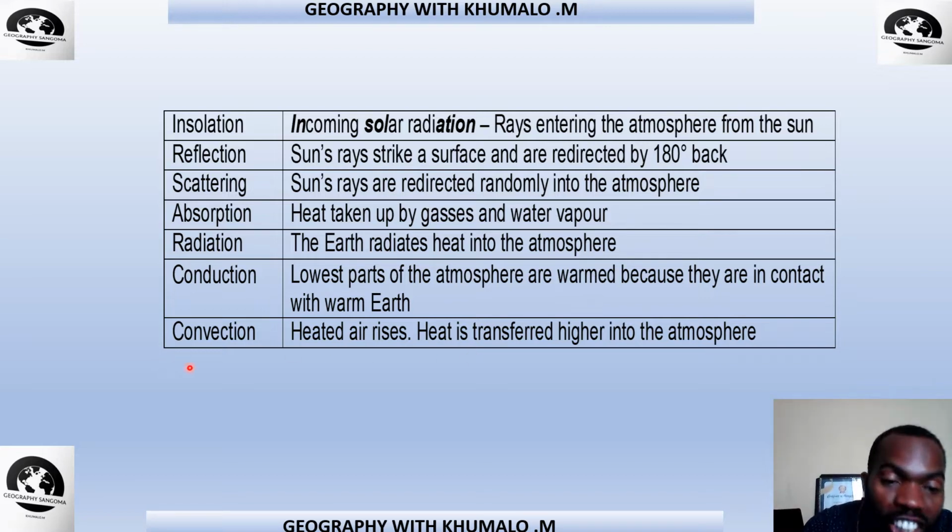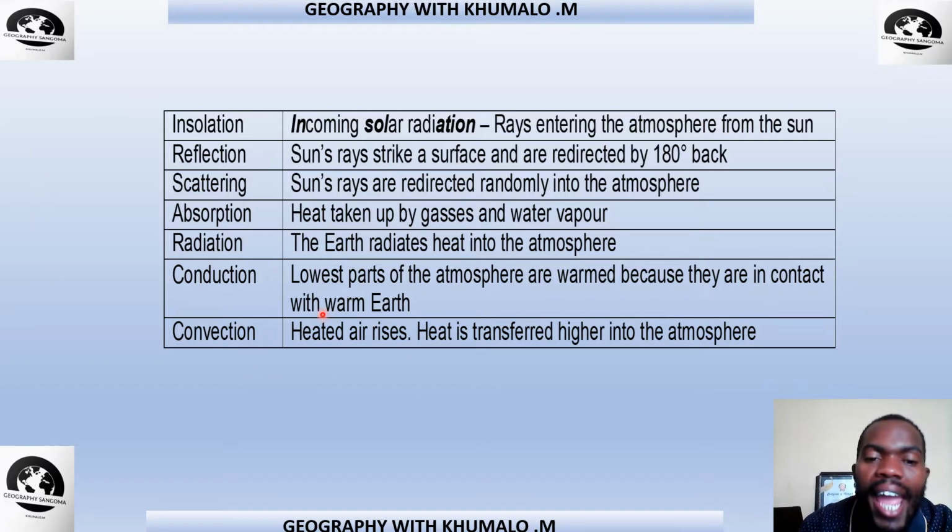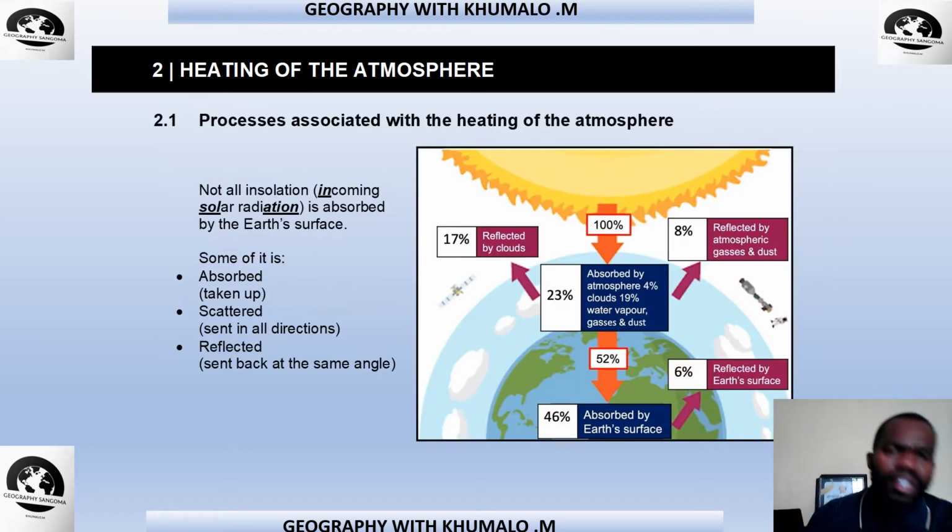Then we've got convection. The process of convection is when air is heated and it rises. Heat is transferred higher into the atmosphere. So now this air that is heated will start to rise and the heat will be transferred higher into the atmosphere. Then you looked at the heating of the atmosphere.